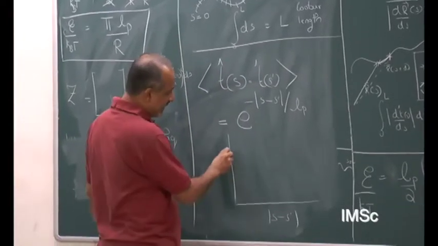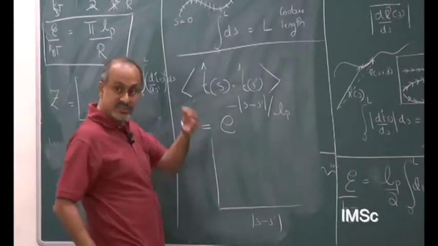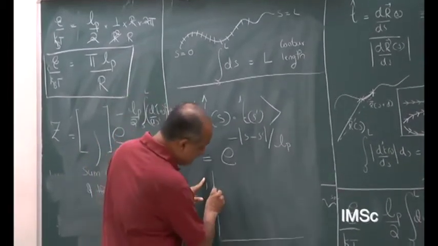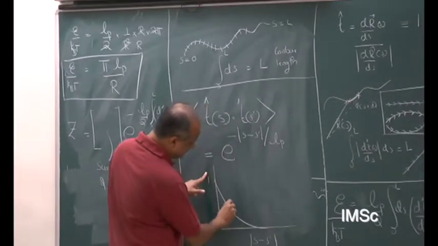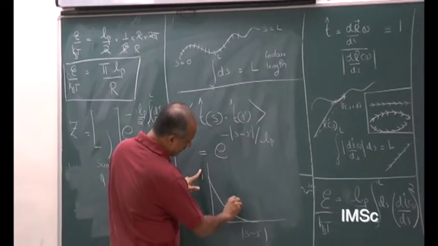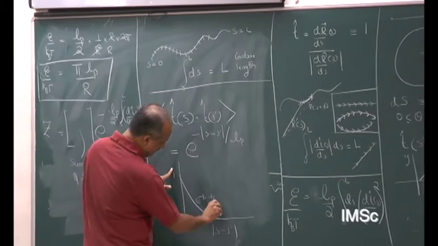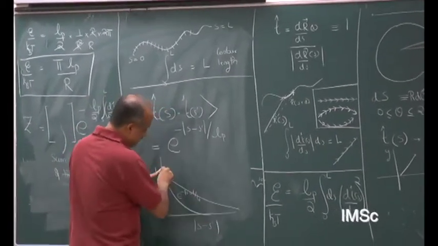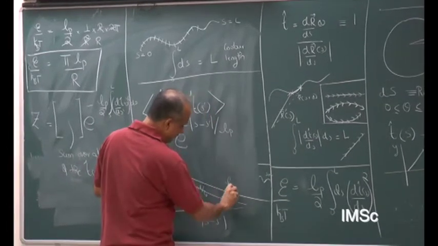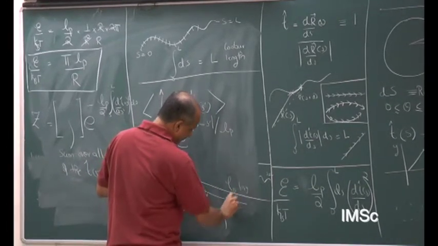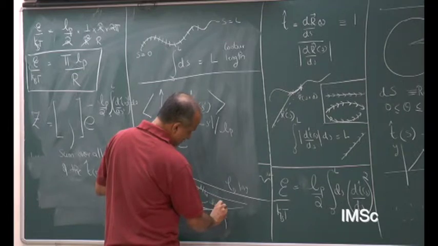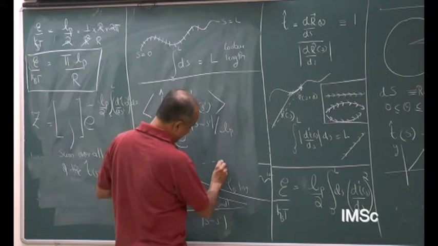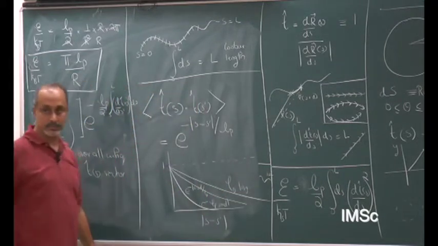At s minus s prime equal to 0, which is at the same point here, the correlation is 1. But now the curve decays as you move away, and it decays as exponential of minus mod s minus s prime divided by LP. The larger LP is, the slower the decay is. So this is LP large, and this is LP small. If LP was infinite, then this would essentially stay stuck at 1 throughout.